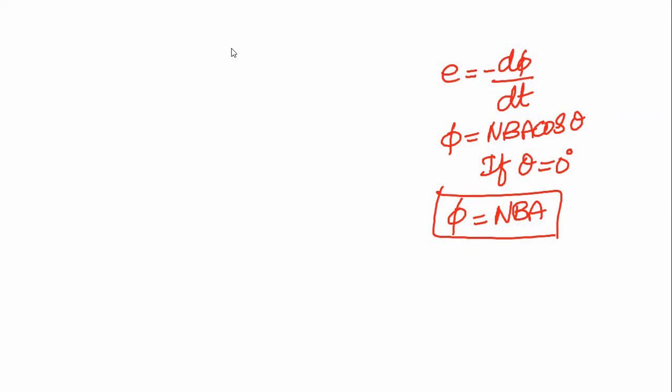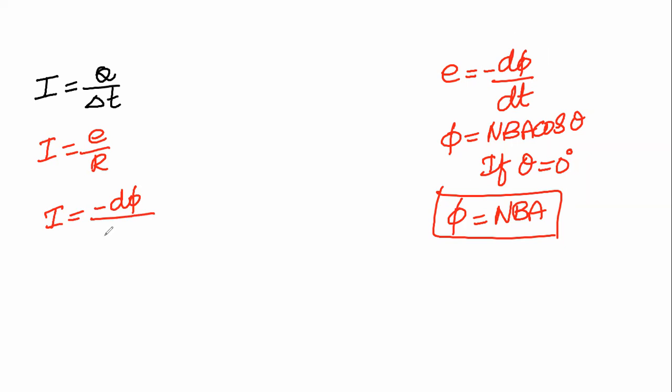Then from the definition of the electric current, I is equal to Q divided by delta T, we may write. And electric current I is equal to E divided by R also we may write, with E equal to minus d phi by dt. So I is equal to what? Minus d phi divided by R into dt we may write.